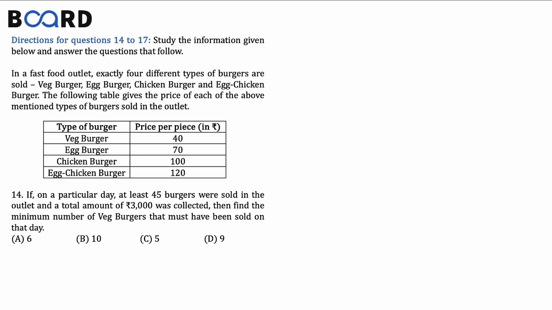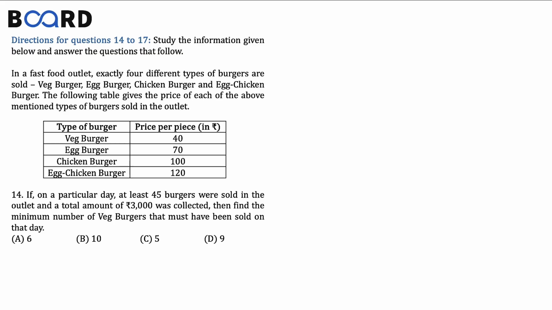Now, how do we start thinking? First of all, let's assume there are 45 burgers. 45 burgers were sold. If it was 3,000 rupees, always start thinking from the extreme scenarios. Like, can all the 45 burgers be egg chicken burgers? Because I want to minimize the total number of veg burgers, right? So I would want it to be 0. But as I can see in the options, 0 is not there in the options, right? So, can all the burgers be egg chicken burgers? Definitely no, because 45 into 120 will be far more than 3,000.